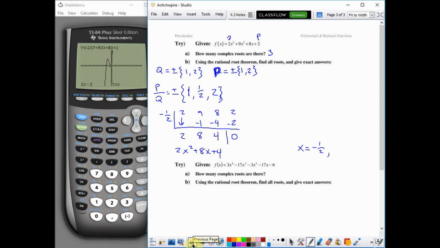So we're going to set that equal to 0 and solve it. Let's solve this one with the quadratic formula. X equals opposite of b plus or minus the square root of b squared minus 4 times a times c, all over 2 times a.